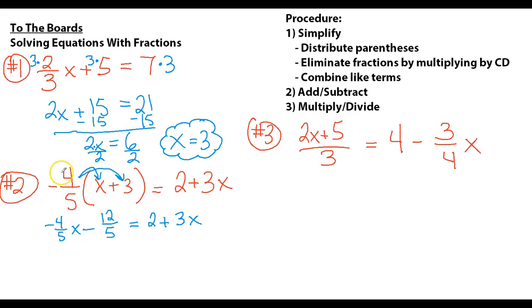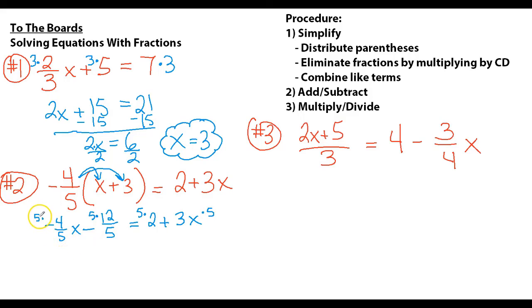Okay, so we distributed the 4/5 in. I now need to eliminate the fractions. The common denominator is 5, so I'm going to multiply each term by 5. This is going to get multiplied by 5, this is going to get multiplied by 5, this is going to get multiplied by 5, and this will get multiplied by 5. We're multiplying everything by 5.